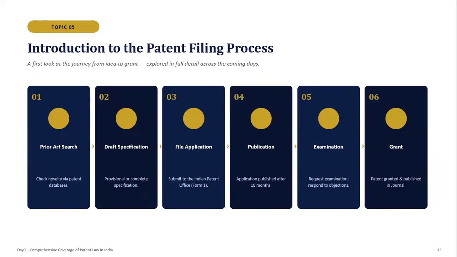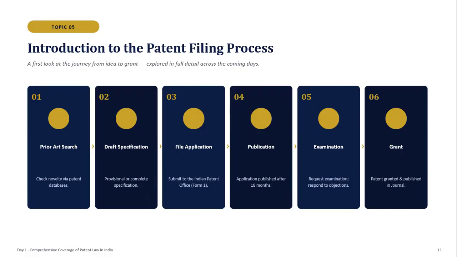We now arrive at the final major topic for day one, an introduction to the patent filing process. Patent filing can be viewed as a structured journey from an innovative idea towards legal protection. The first important stage is prior art searching. Before filing a patent, it is important to investigate existing patent and technical literature and assess the novelty of the invention. The second stage is drafting the specification.